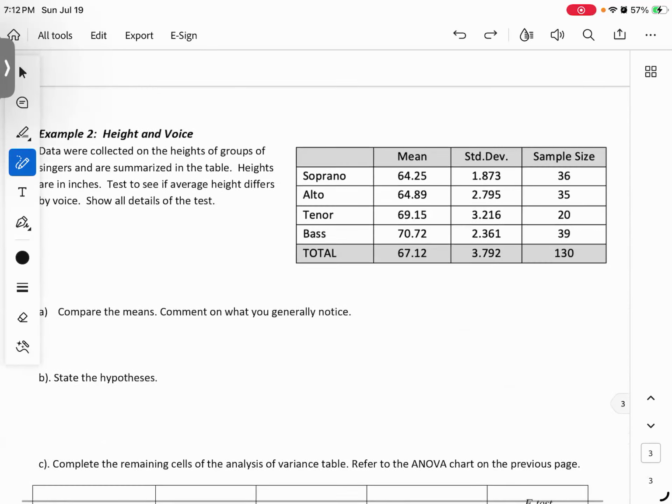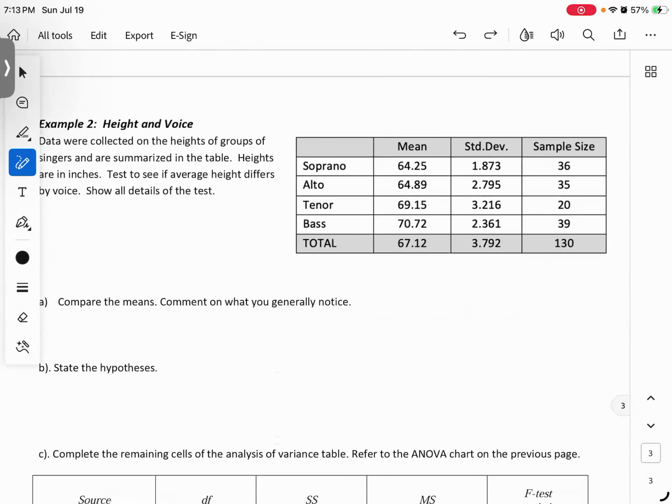All right, let's try one more. Now, what I want you to do first, I want you to read this one for yourself and real quick identify, what is K, what is N. And I want you to read the prompt just to get a real quick context for what this study's about.